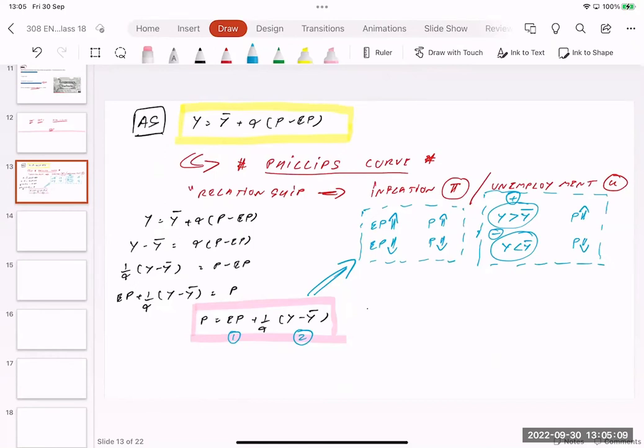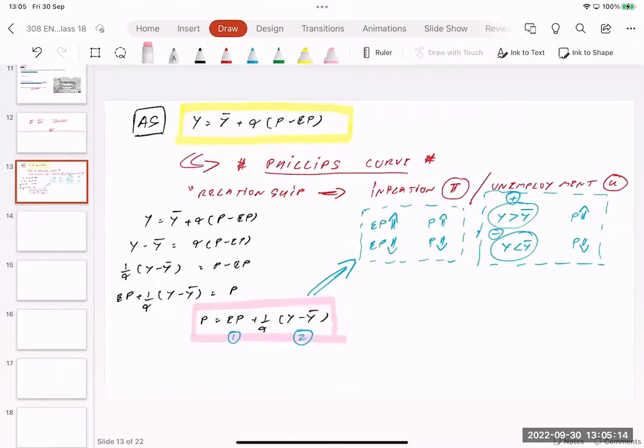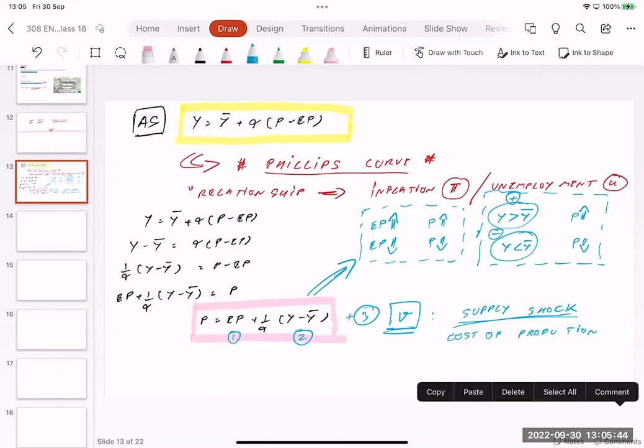However, we're going to add one more factor into the equation. The other factor, factor number 3, is v. V stands for supply shock. Supply shock means any external factor that can affect the cost of production.